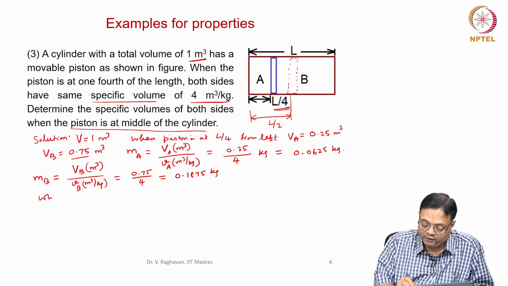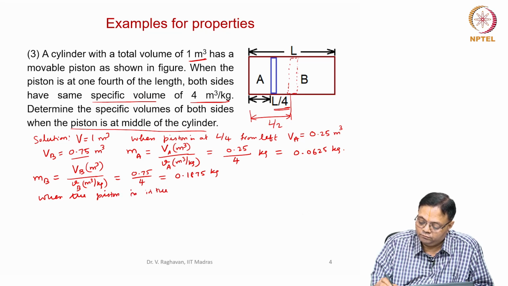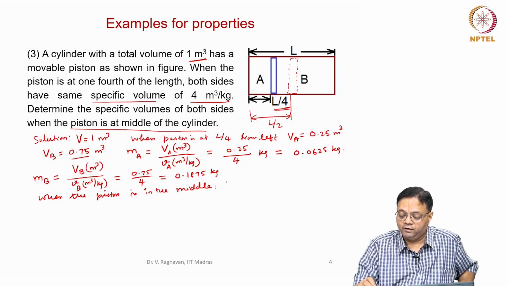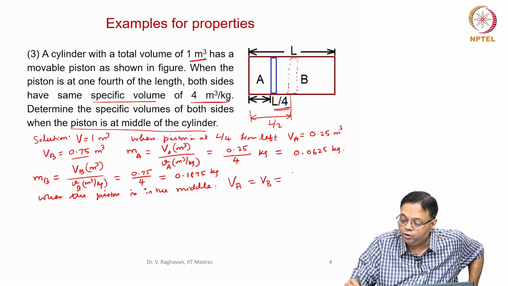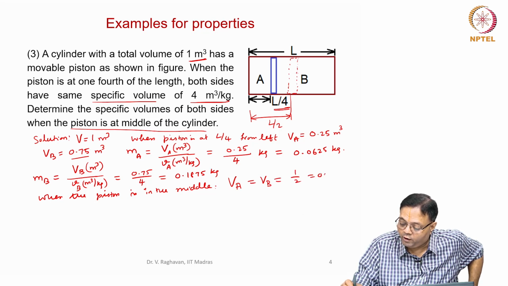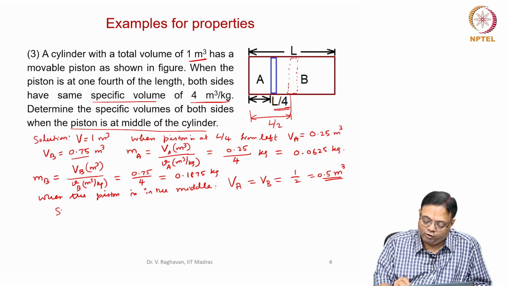So, now when the piston is in the middle, then what happens? VA is equal to VB equal to 1 by 2 equal to 0.5 meter cube. So, the volume is determined. Mass is also known. So, now find specific volumes.